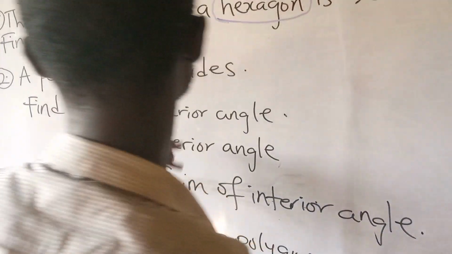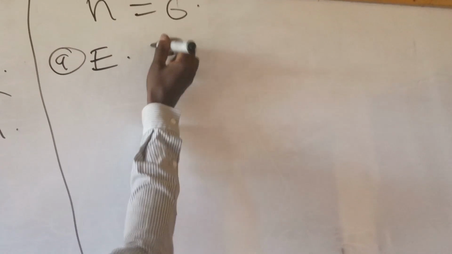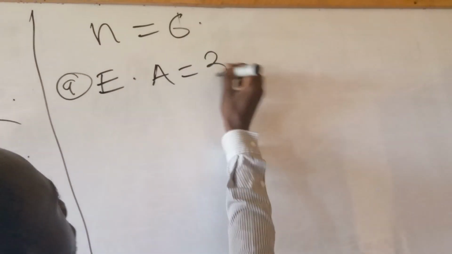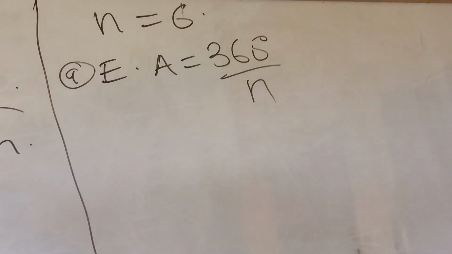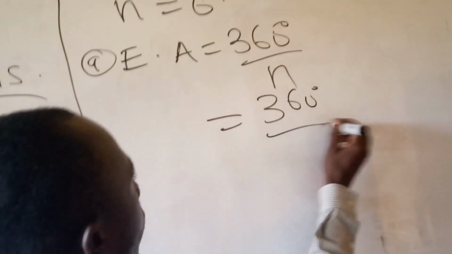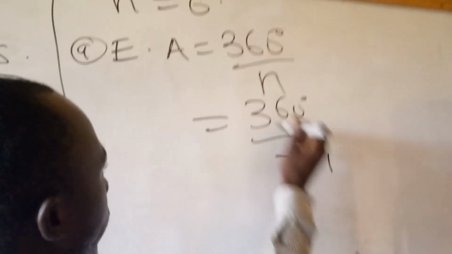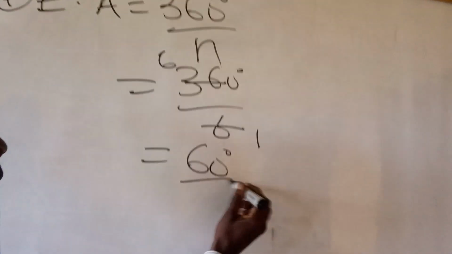We know our number of sides to be 6. If you are asked to find the exterior angle, the formula is 360 over n. We know our n to be 6. So 6 goes into 6 once, and 6 goes into 360 sixty times. It becomes 60 degrees.